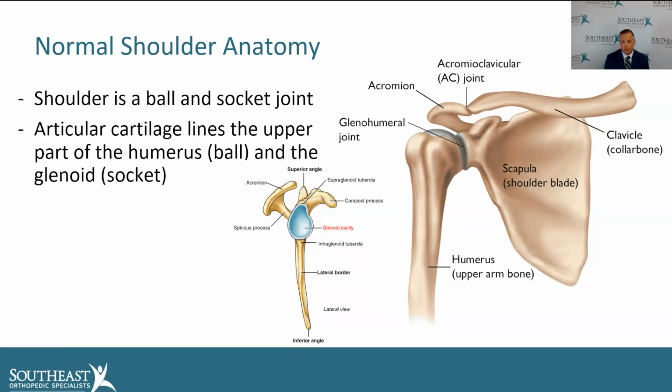Those two structures are lined with articular cartilage, which is a very smooth substance that allows these two bony structures to glide on each other, and gives the shoulder its range of motion. Because it's not a very constrained joint, not a very deep cup, the shoulder has a tremendous amount of range of motion. It actually has more range of motion than any other joint in the body, which allows you to do all the things that we can do with our upper extremity.